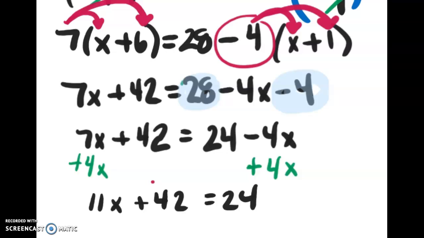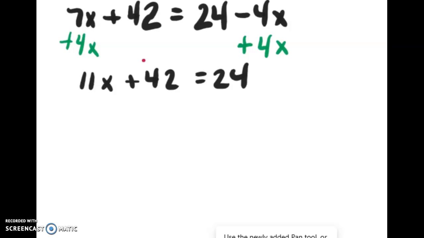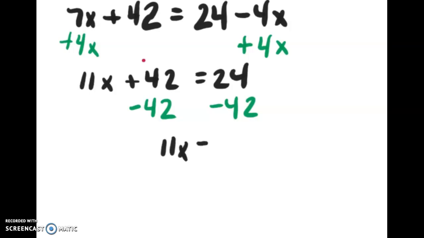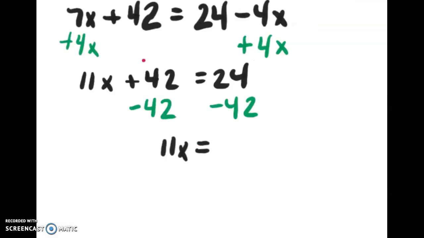Now I will look at moving my numbers, my constants, all over to one side. Because I have 42 here, this is a positive 42, I do the opposite. I'm doing the opposite so that I can keep this equation balanced. And 24 minus 42, well, let's do that. I'm just going to put it in my calculator. I get negative 18. So now let's go back to my whiteboard. So I end up with negative 18.